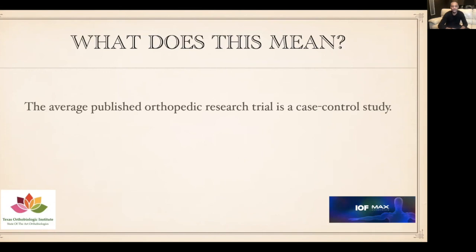What this really means for us in orthopedics is that the average published orthopedic research trial is truly a case control study. And this is borne out time and time again. We looked at different journals. We looked within a certain month of a journal. We looked across different time intervals. And really, no matter how we sliced and diced it up, the average level of evidence for any journal, for any month, at any time was about 3. It means that the average published orthopedic research trial is a case control study. It's not blinded. It's not randomized.